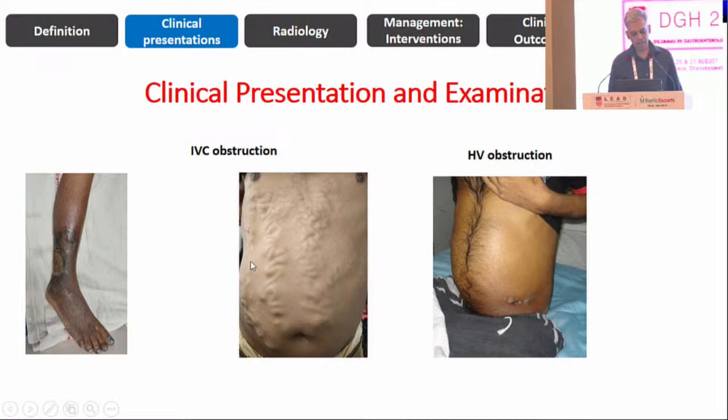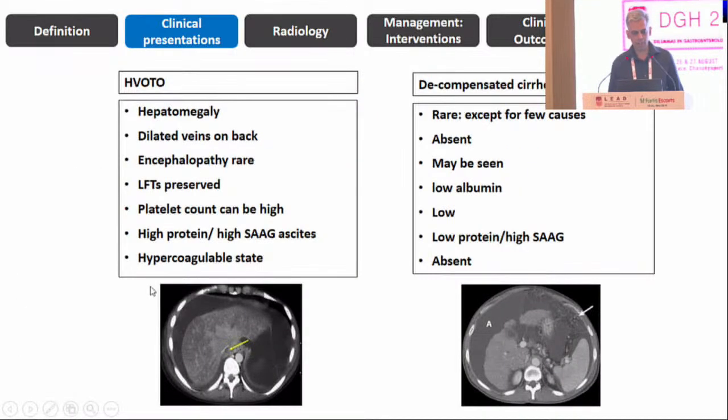You'll have dilated veins. More importantly, look at the back of the patient. You'll find dilated veins on the back also. You'll have ascites, and you'll have leg ulcers. It's typically more seen in IVC obstruction, where you see these big ulcers. Take-home message for everyone: Budd-Chiari syndrome, in contrast to a decompensated cirrhosis, has hepatomegaly, whereas there the liver is small in size, and dilated veins of the back. Liver function tests are normal, and platelet counts are high.